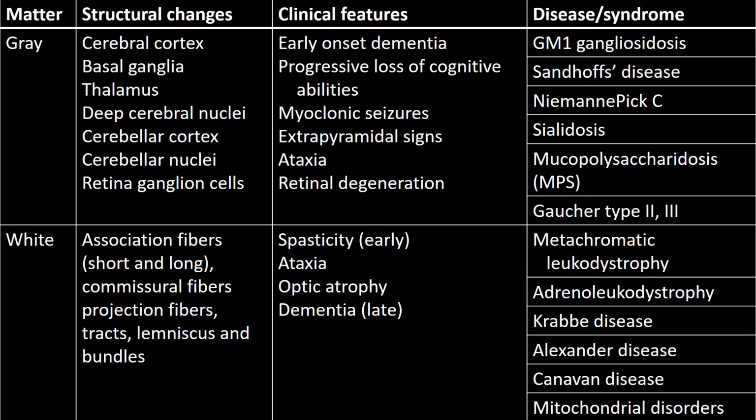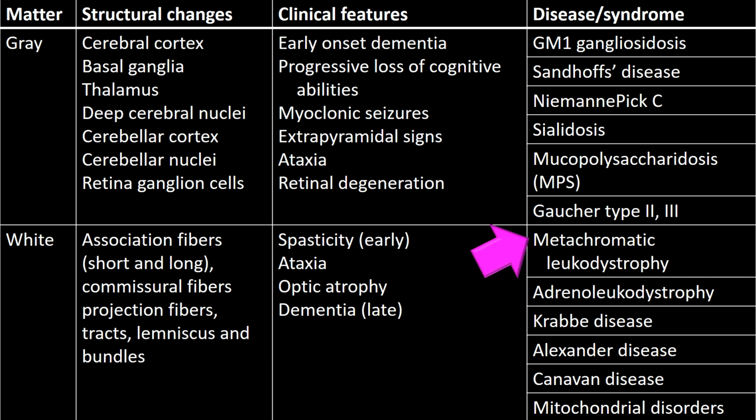This table summarizes the point we have just made. The upper row is for gray matter disease. Here are the structures involved that I previously mentioned. Here, the clinical finding we spoke of a few minutes ago. And here, the diseases that we encounter with gray matter degenerative disorders. Here, we find the structures associated with white matter disease. Here, the symptom produced by white matter disease.